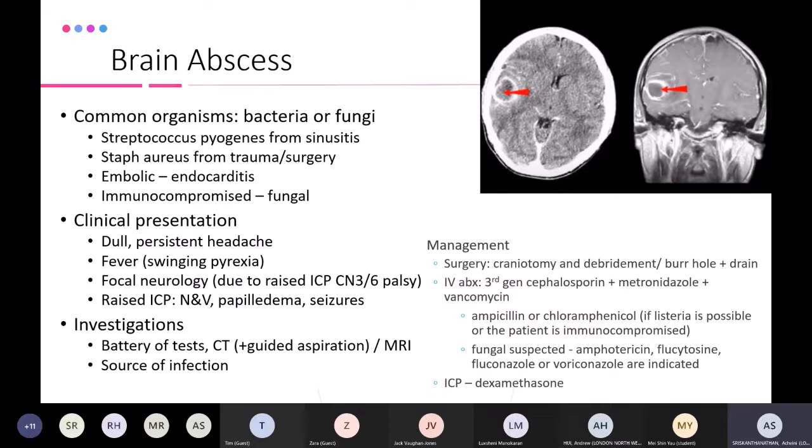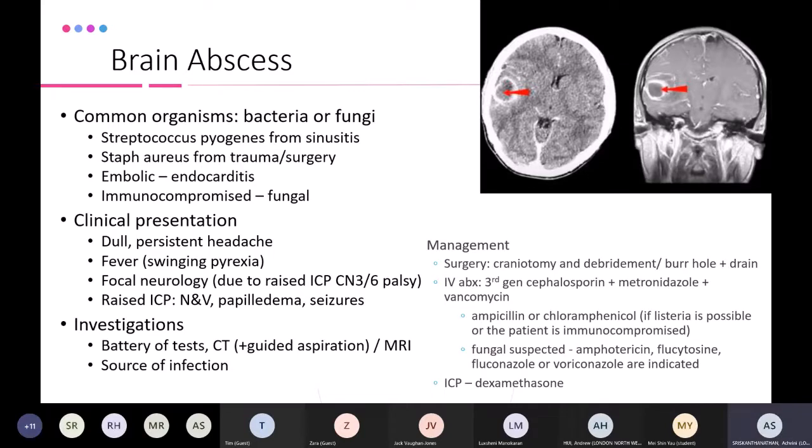And on the CT, you can see these ring enhancing lesions here where the abscess is. So just pointing it out for you guys. Clinical presentation is usually a dull, persistent headache. They can have swinging fevers. They might have some focal neurology, especially due to the raised intracranial pressure. So cranial 3 or 6 palsies, and then nausea, vomiting, papilledema, seizures, and anything linked to having a raised intracranial pressure.